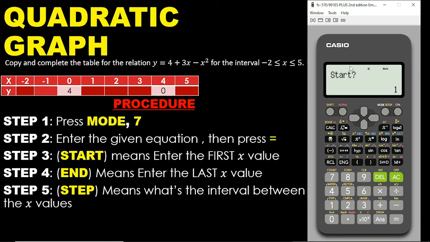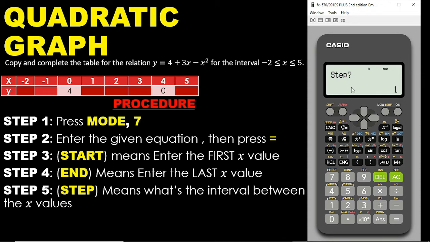Now start question mark. What this one means is that the values that were given to you for the x in the table, what is the first x value? So the starting value for the x in this table, it is -2. So you enter -2 followed by the equal sign, and the next step is asking you end question mark, meaning if the first value is -2 for the x, what is the last x value? So here we have 5, so you enter 5 and then you press is equal to.